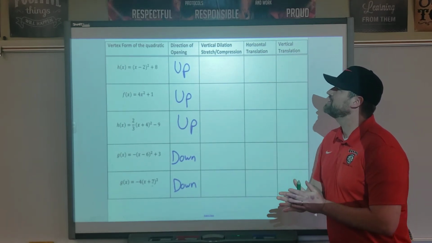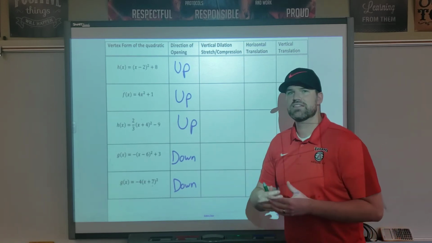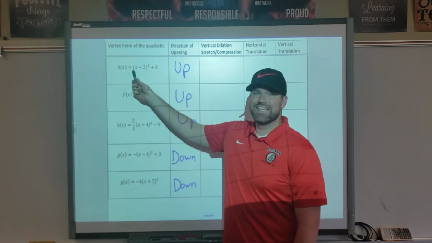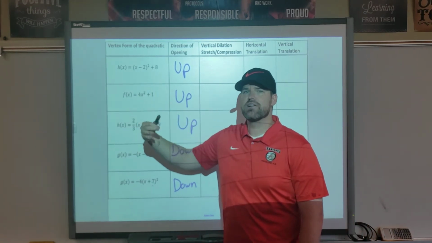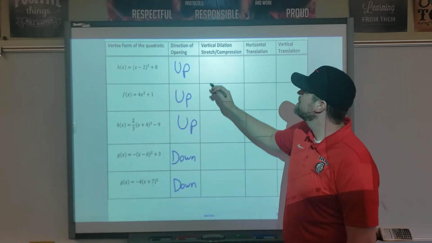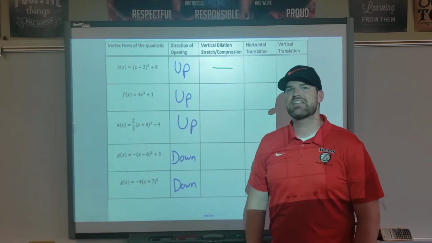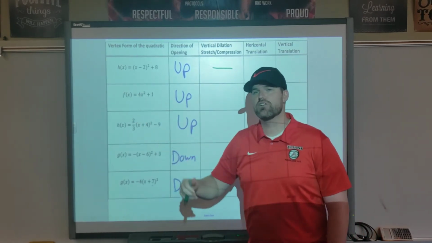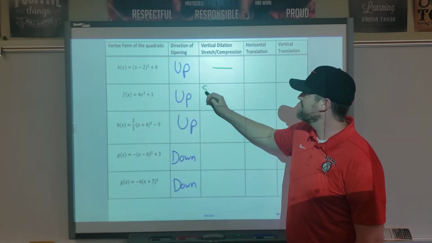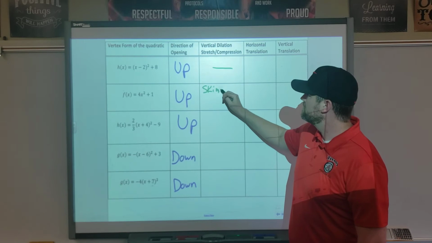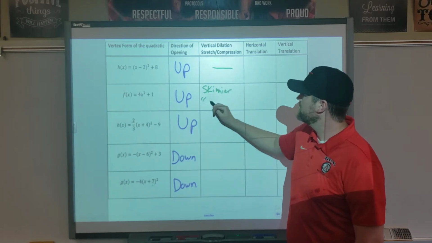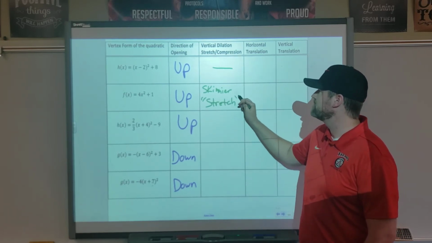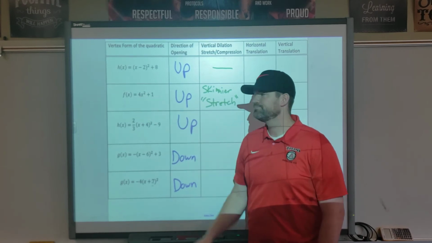Okay, our vertical dilation or stretch or compress, so we're looking at the a value and whether or not the graph's getting skinnier or wider. If our a value is 1, it's not going to be any skinnier or wider than the parent function because it's the same a value. So I'm going to put nothing, right? It's not any different. But if our a value is 4, which is a number larger than 1, that is going to make our graph skinnier, which is what we call a stretch. So the vertical dilation is a stretch with a scale factor of 4.